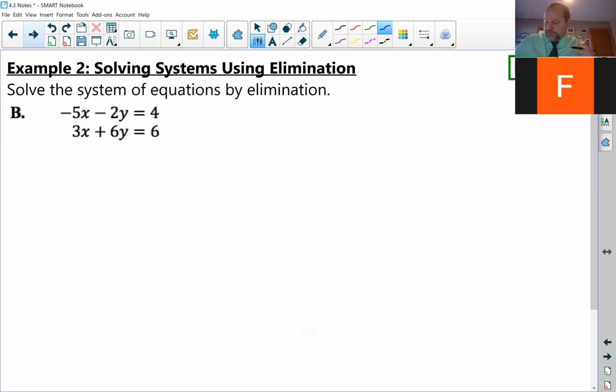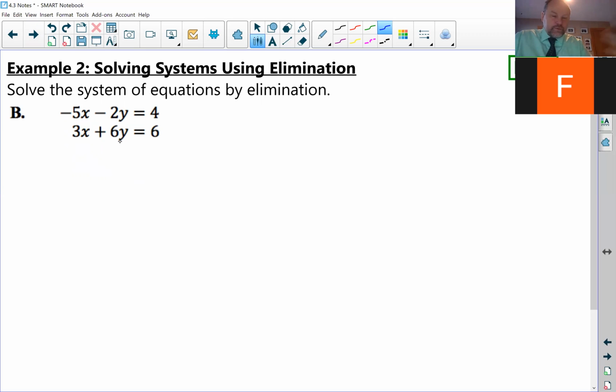So we've had one example where we already had opposite coefficients. We had one example where we had the same coefficients. We had an example where we had to multiply by a negative number to get opposite coefficients. And now we have this third example. Again, I don't have coefficients that are exactly opposites. I don't have coefficients that are exactly the same. I do notice that my x's have opposite signs and my y's have opposite signs.